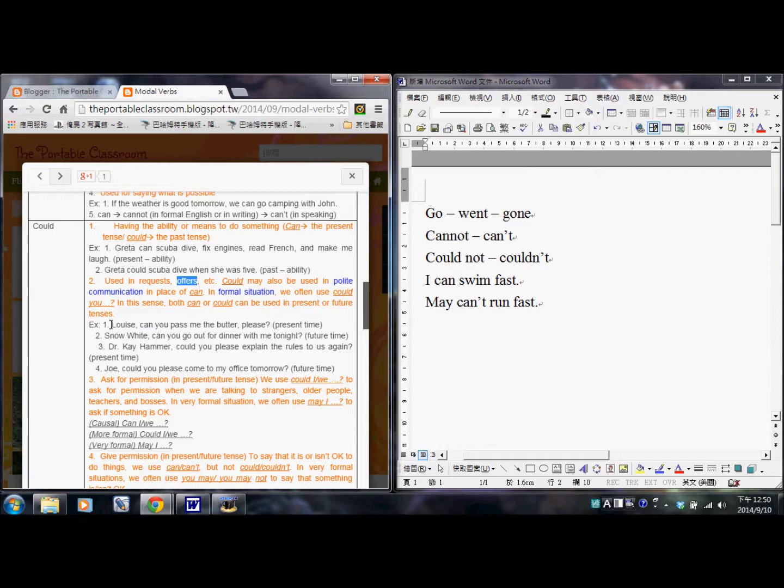So look at sentence number 1. Louis, can't you pass me the butter, please? Of course, I can say, could you pass me the butter, to be more polite. It's actually the same. It's not about present or past.